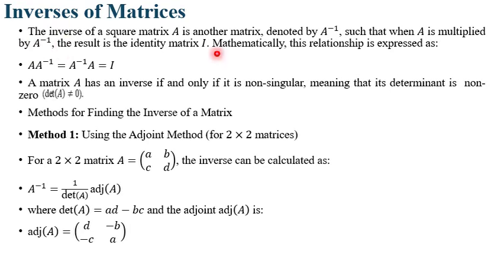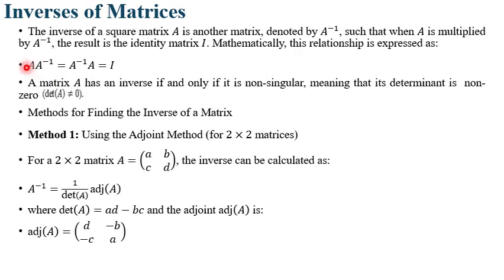So the inverse of a square matrix A is another matrix denoted by A raised to power minus 1 or A inverse, such that when A is multiplied by its inverse, the result is the identity matrix I. Mathematically, the relationship is expressed as A times A inverse equals A inverse times A, and it equals the identity matrix. In other words, it doesn't matter which one comes first.